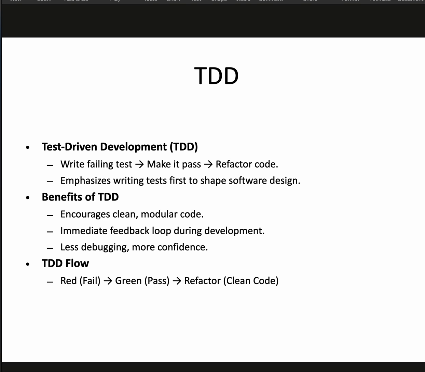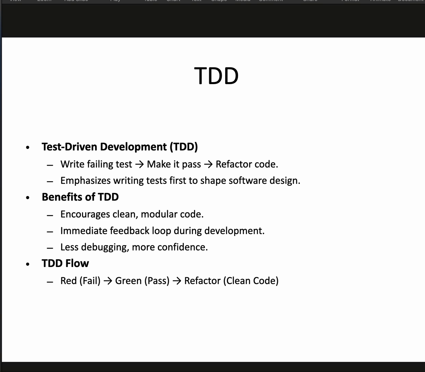Red is when a test fails. This tells you the feature doesn't exist yet. That's expected. Green is when you write just enough code to make the test pass. Don't overbuild. Refactor means clean up the code while keeping the test passing. Improve readability or design without changing behavior. This loop ensures that you never write untested code. Every feature is backed by a meaningful test, and you only build what's needed.